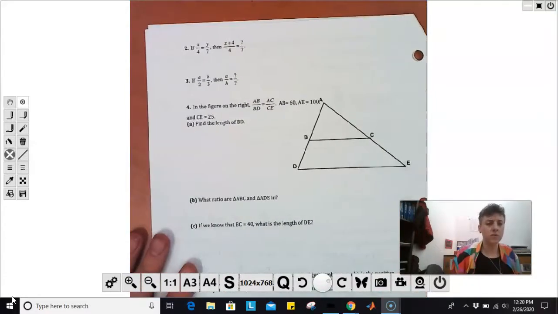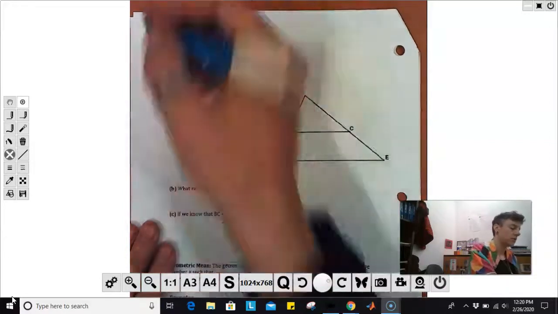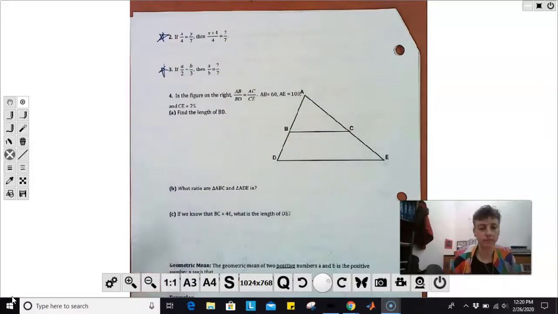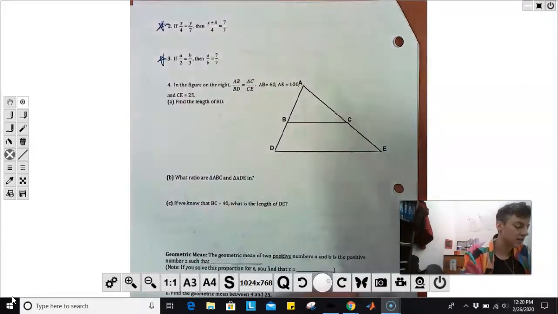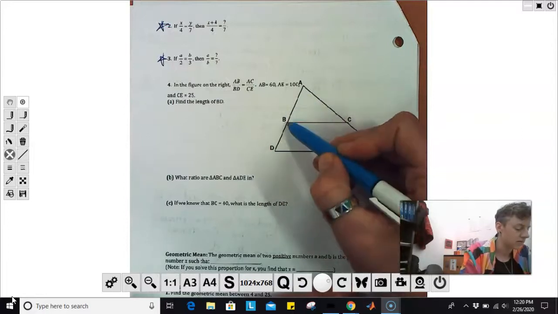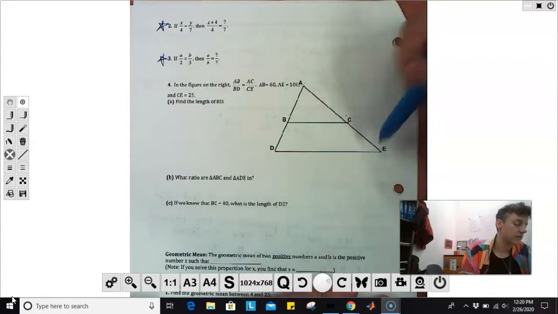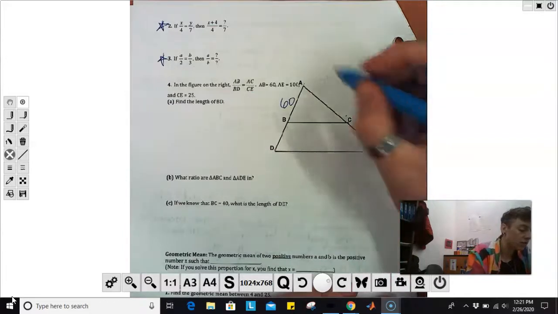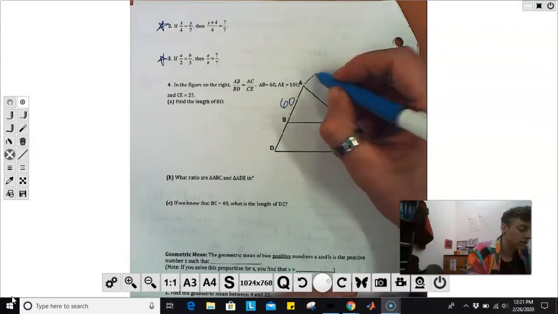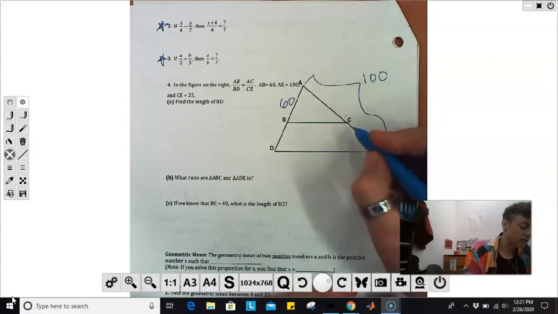Alright, question number 2 and question number 3 are just like those. So you're going to do those and show me. Awesome. Excellent. Number 4, in the figure on the right, AB, so like that side, over BD, like that side, is equal to AC over CE. It tells us that AB is 60, AE, the whole thing, is 100, and CE is 25.